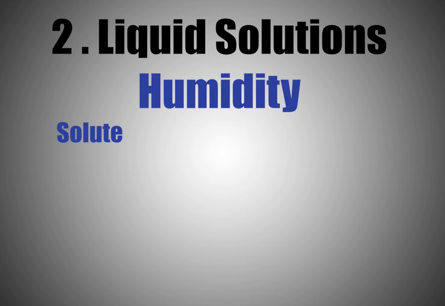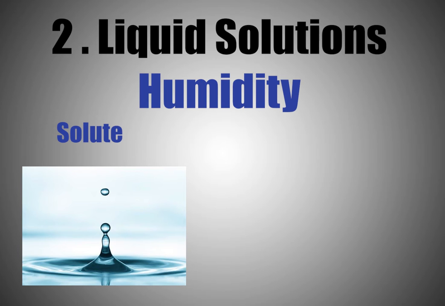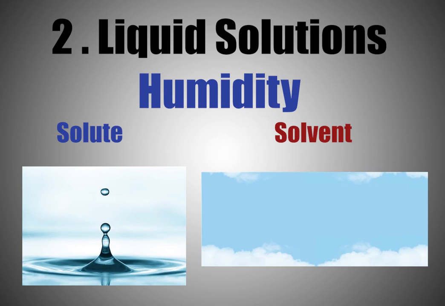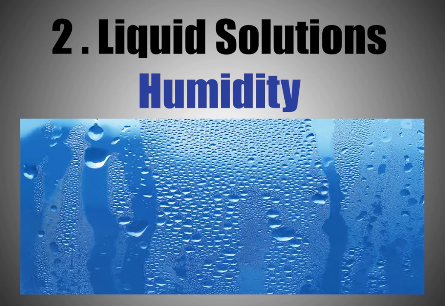The next type of solution is the liquid solution. An example of this is humidity, where the solute is the liquid and the solvent is the gas. Water is dissolved into air, and humidity is the result. Humidity is the concentration of water vapor in air. It indicates the likelihood for precipitation, dew, or fog.